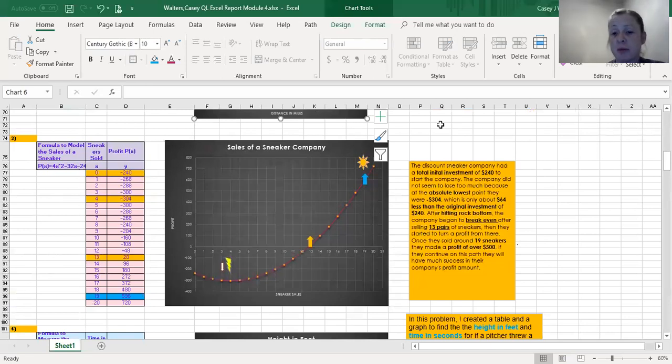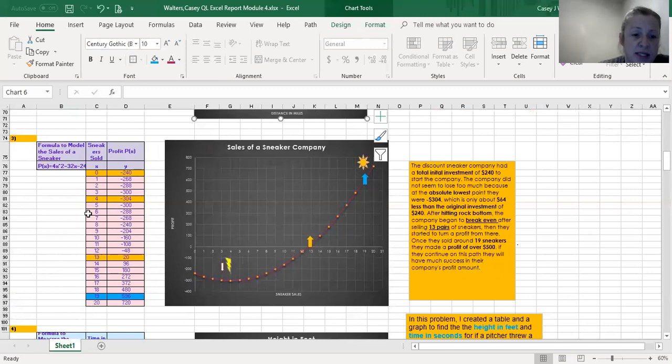After hitting rock bottom, the company began to break even after selling 13 pairs of sneakers. Then they started to turn a profit from there. Once they sold around 19 sneakers, they had a profit of over $500. If they continue on this path, they will have much success in their company's profit amount, and it'll just keep growing. So right here, I have this chart, and it represents these.